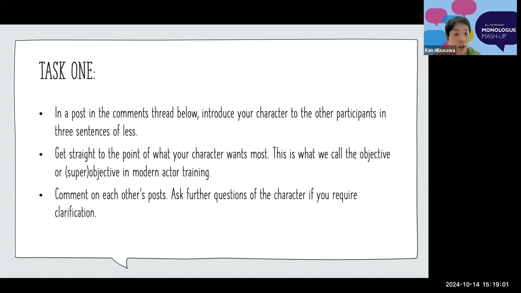Now, the third thing, comment on each other's posts. Ask further questions of the character if you require clarification. So you could choose to write your post in the first person. Adopt the persona of your character and say, I am this. If you prefer, write in the third person, meaning my character's name is this, and try to explain what your character most wants. That's what we call objective. That's what we call motivation in modern actor training. It's what gives your character consistency and clarity from beginning to the end of the drama.